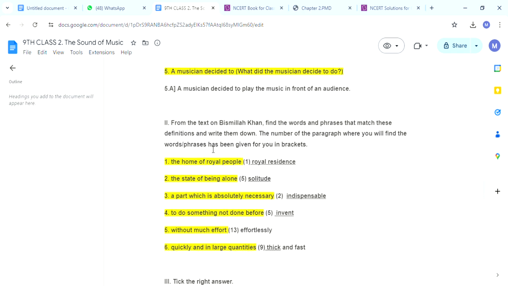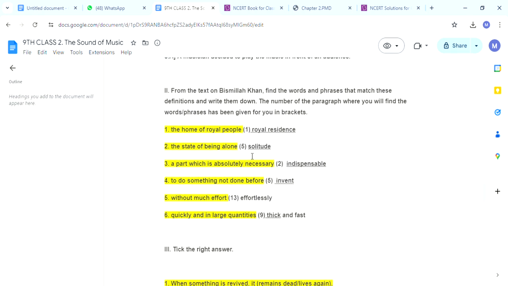Next, from the text on Bismillah Khan, find the words and phrases that match these definitions and write them down. The number of the paragraph where you will find the word or phrase has been given for you in brackets. The home of royal people, royal residence. The state of being alone, solitude. Next, a part which is absolutely necessary, indispensable. Fourth one, to do something not done before, invent. Fifth one, without much effort, effortlessly. Sixth one, quickly and in large quantities, thick and fast.